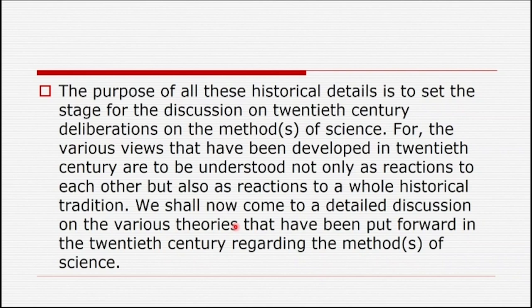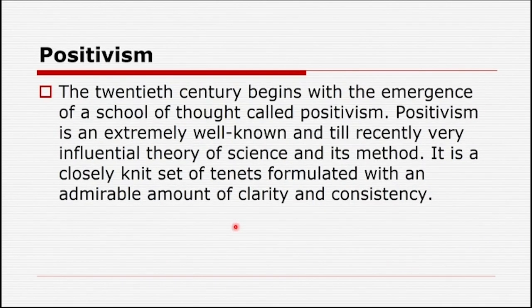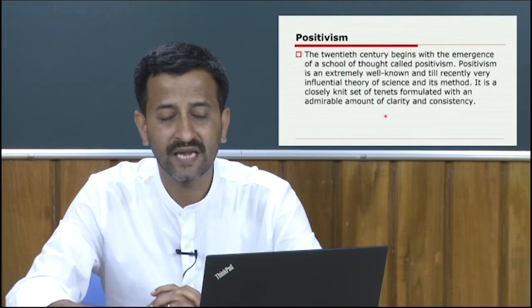Now, let us see how we can look at this particular phenomenon. Okay? The most important and the first method of science that we witnessed in the 20th century begins with the emergence of a very dominant school of thought called positivism. Positivism is an extremely well known and, till recently, very influential theory of science and its method. It is a closely knit set of tenets formulated with an admirable amount of clarity and consistency.